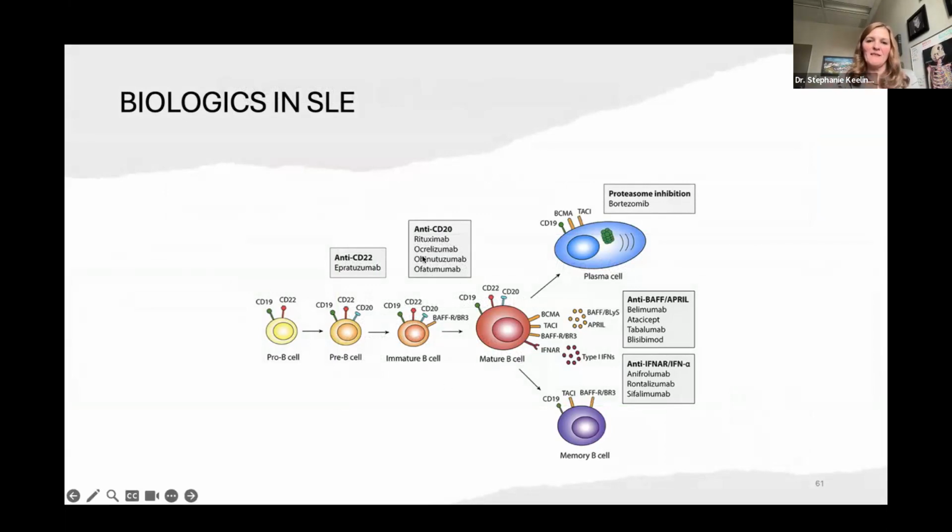This is a pathway that is being totally used up right now in targets for lupus. And what this is, is the pathway where B cells become plasma cells.